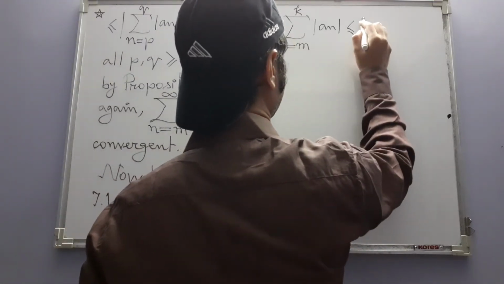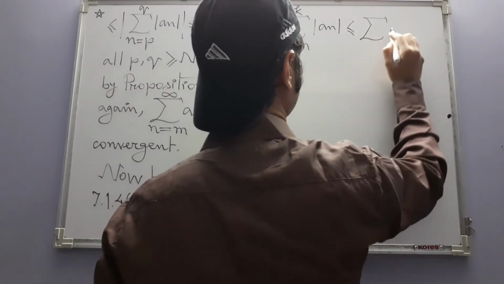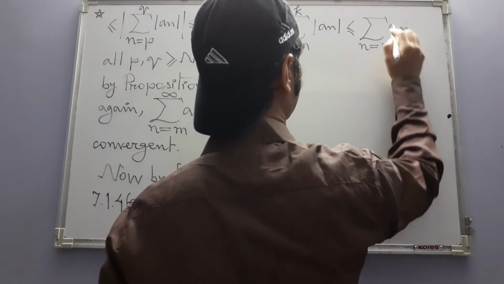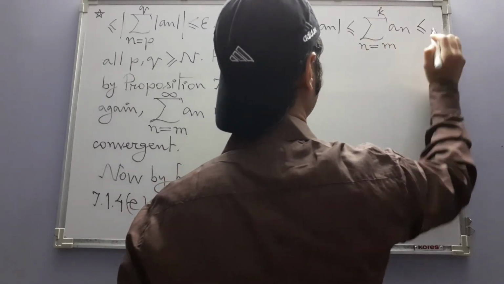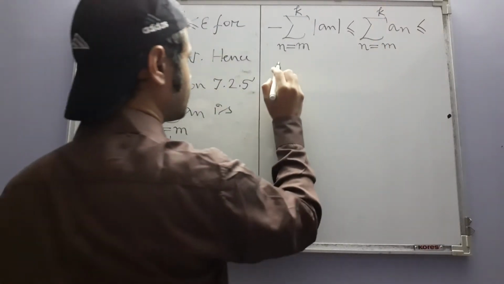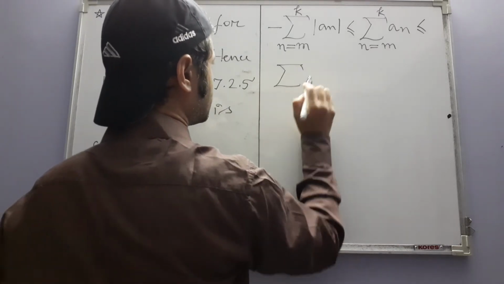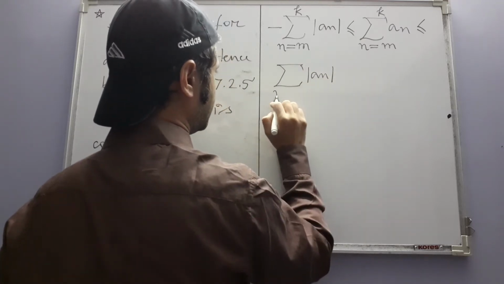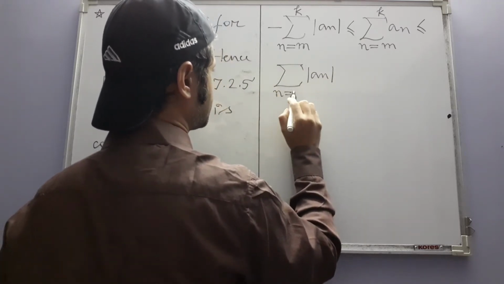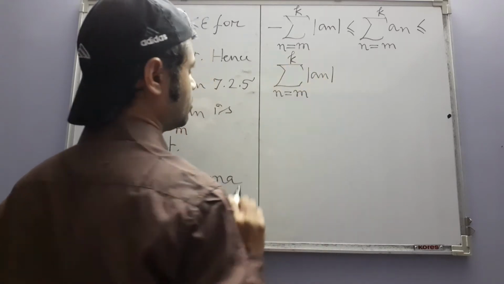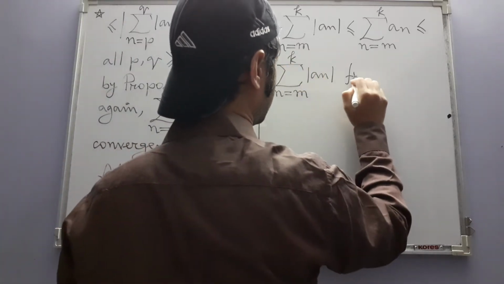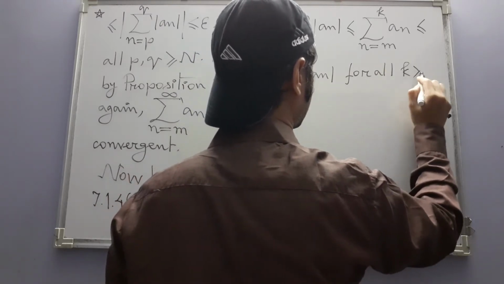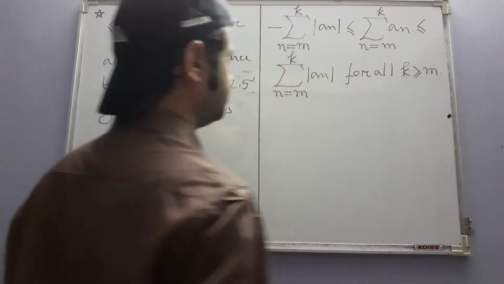We will say what k is less than or equal to summation ordinary an where n varies from m to k, and that in turn is less than or equal to summation again absolute value of an, but this time plus this for all k greater than or equal to m.